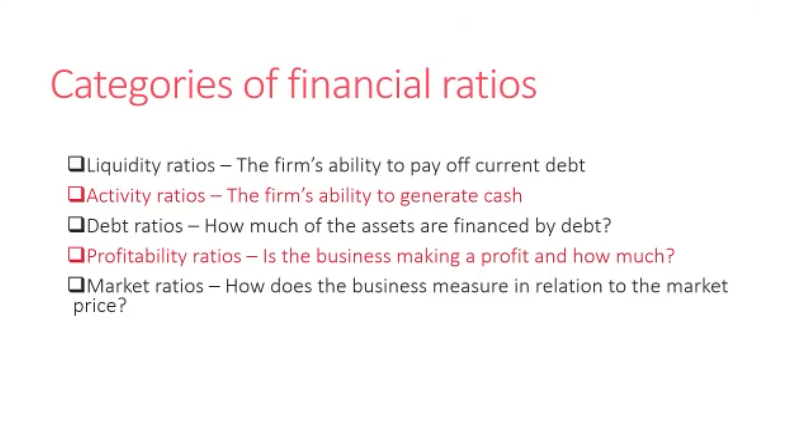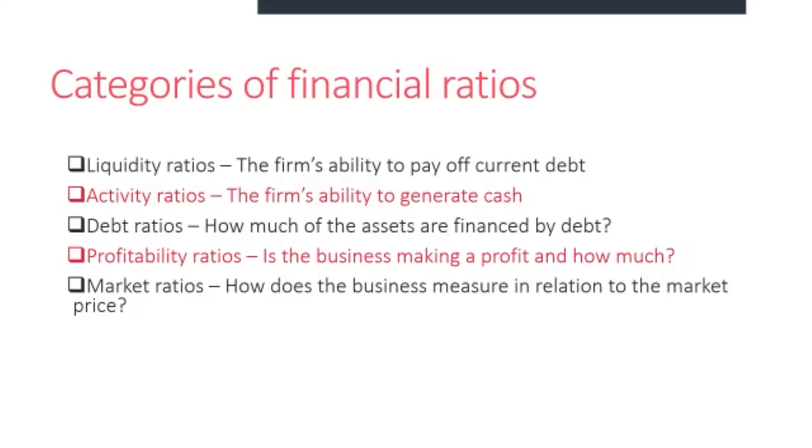Activity ratios now, the firm's ability to generate some sort of cash from the assets that they hold, right? Debt ratios now, how much of the assets are being financed with debt? We want to know that as well, right? And profitability will tell us if the business is making a profit and how much is it making, what percentage.